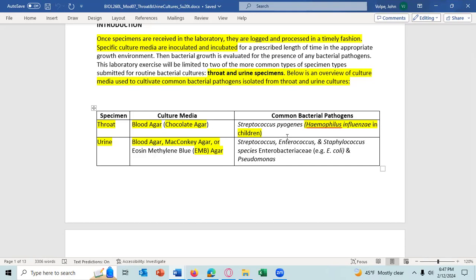Streptococcus pyogenes will grow on blood agar. It will not grow on a general purpose media. You need to have an enriched media like blood agar. Haemophilus influenzae is in the throats of young children, and it will not grow on blood agar, but it will grow on chocolate agar. And if you do not recall, chocolate agar is similar to blood agar, meaning both have blood added.